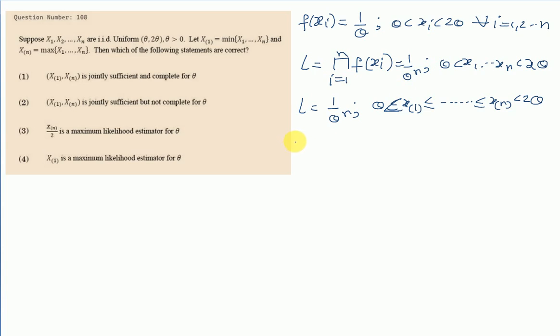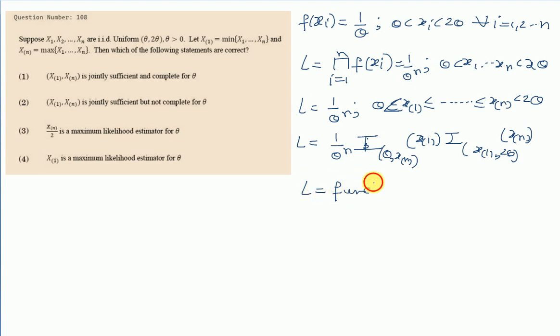And finally, if we want to write the likelihood function in the form of an indicator function, as we have done in many questions previously, L equals 1 upon theta raised to power n, I of x1 lying between theta and xn, and xn lying between x1 and 2 theta. So finally we can say that likelihood is nothing but a function of theta, x1 and xn only.